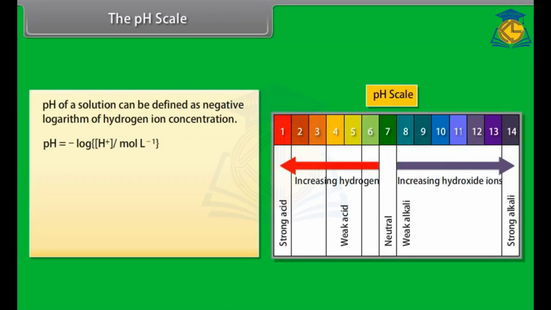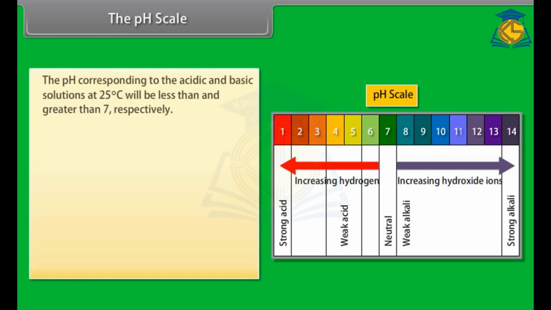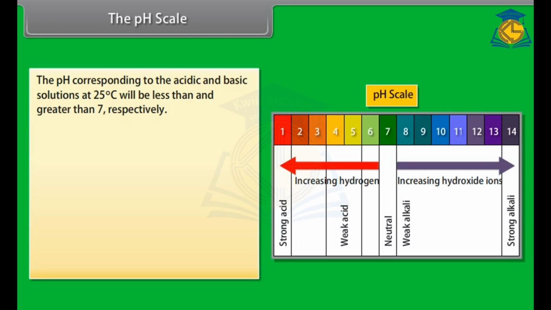The pH scale. The pH of a solution can be defined as the negative logarithm of the hydrogen ion concentration. For neutral water at 25 degrees Celsius, pH is equal to minus log of 1.0 into 10 raised to the power minus 7, which is equal to 7. The pH corresponding to acidic and basic solutions at 25 degrees Celsius will be less than and greater than 7 respectively.